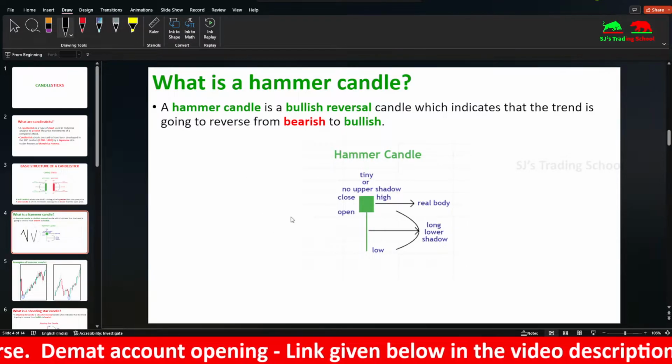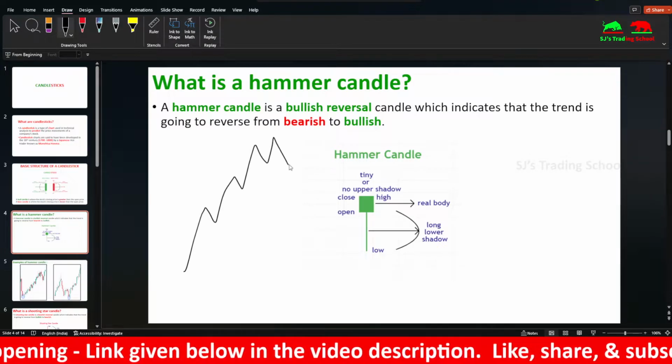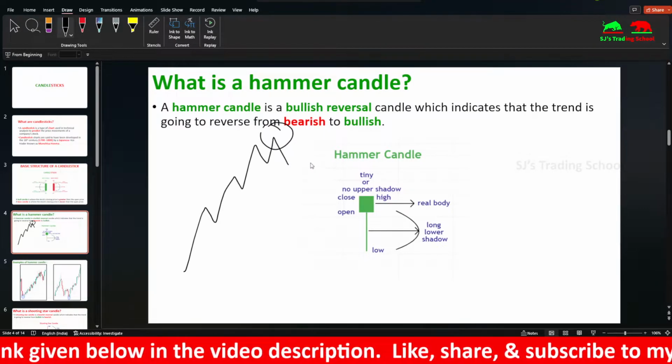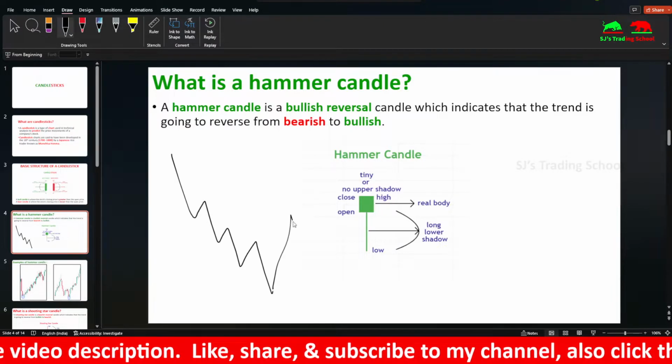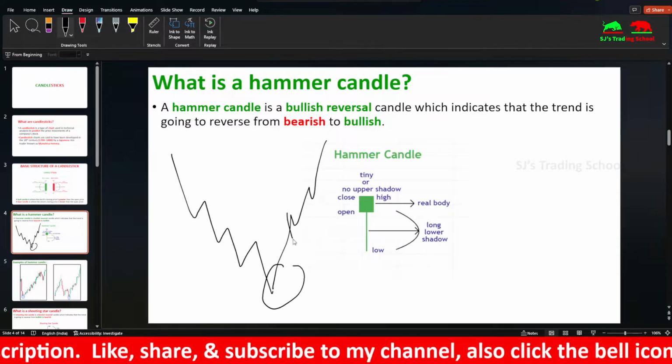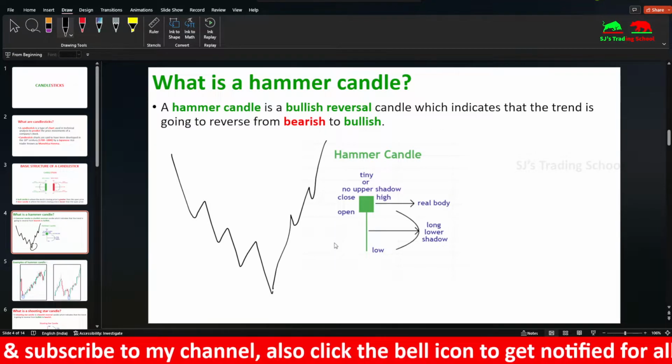If a hammer candle occurs, whether it's a green candle or a red candle, in an uptrend, then you should not take it. This is invalid. You should only take it in a downtrend. This is the valid candle. You can take it here, or you can take it in a pullback, or you can take it here. So this is valid.